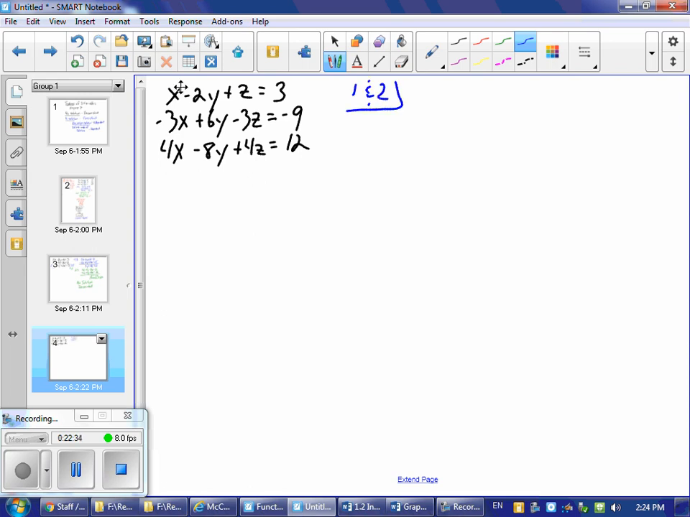And if I do that, I'm going to need to multiply 1, it looks like, by a 3 to get rid of z, because that'll give me a 3z and a negative 3z. So let's multiply the entire top one by 3. So we should get 3x minus 6y plus 3z equals 9. And then the second equation, equation 2, doesn't change.